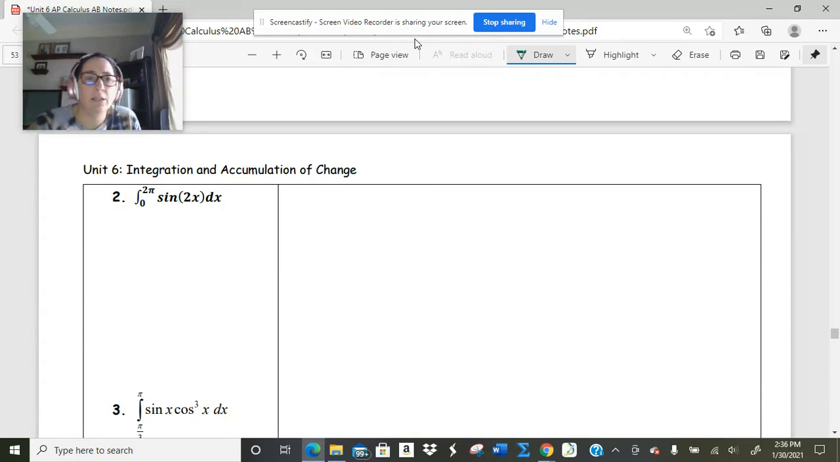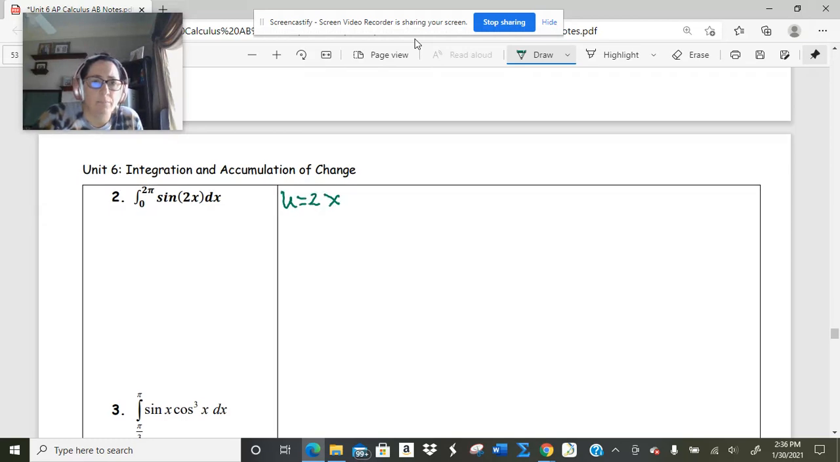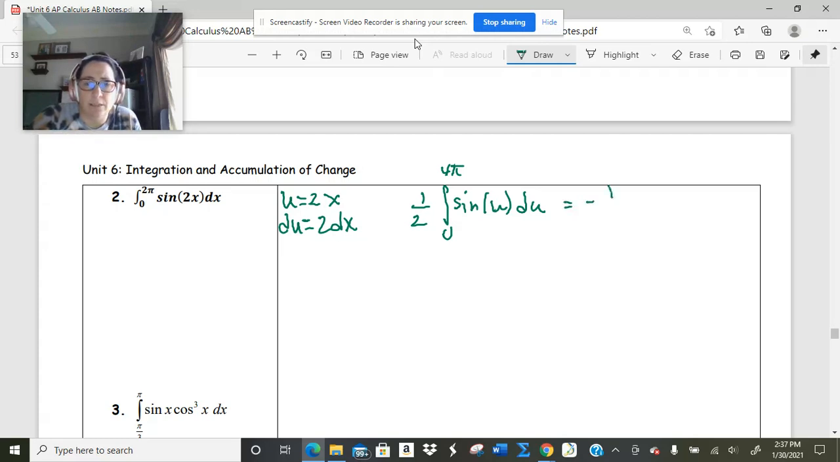Sometimes you guys are going to get used to just not even having to do a u sub on these, but I'm going to take you through a u sub first of the inside and how we would rewrite all of that. Change our bounds, that would be u. That would now be a 4x of sine u. And then we can take the antiderivative of this and finish your answer.